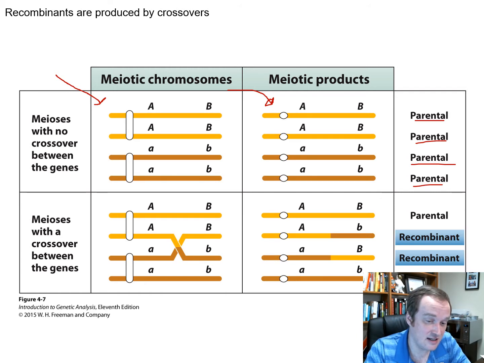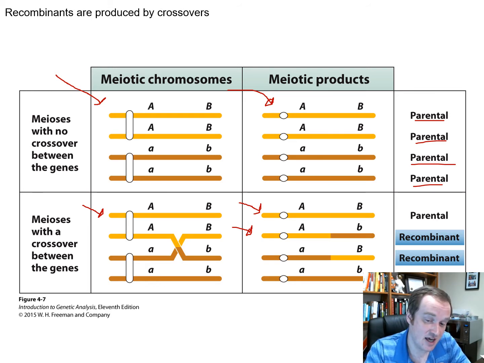In an event where there's crossing over, we see that we have reshuffling of these genes, and the products of mitosis, so the finalized products later, we can have some individuals that have the parental genotype, we can have some individuals that have a recombination, and we can have a mixture.